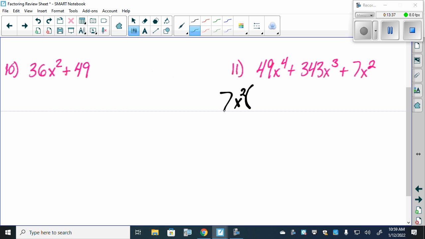Now, 7x squared factored out of 49x to the 4th would be 7x squared. Plus 343 divided by 7 is 49x plus 1. Because if I factor 7x squared out of 7x squared, I'm left with 1. Anytime anything factors out completely, it is going to be 1. It will not just disappear completely. We still need that 1 there.